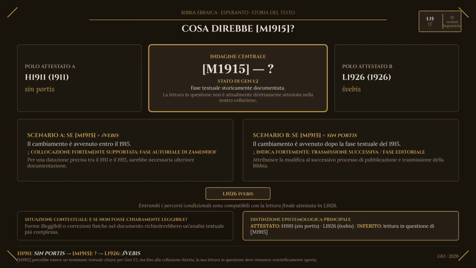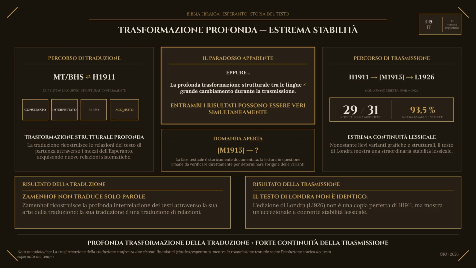The role of the M1915 manuscript remains a fascinating mystery. Whether a change appeared before or after 1915 determines if it was an authorial choice or an editorial transmission. Until we can directly collate it, this remains an open question in the text's history. In conclusion, we see a paradox: profound structural transformation in the translation process, contrasted with extreme lexical stability during its transmission. Both are true, reflecting Zamenhof's skill in balancing fidelity with the unique demands of a new target language.